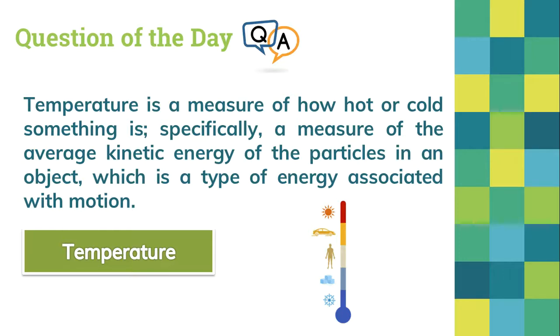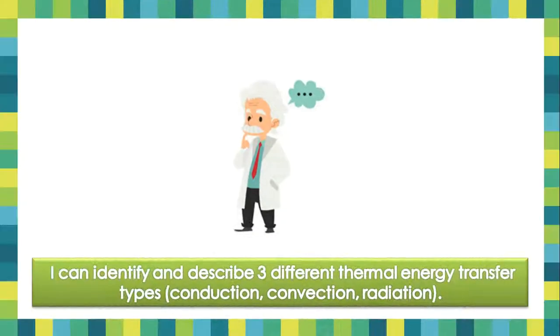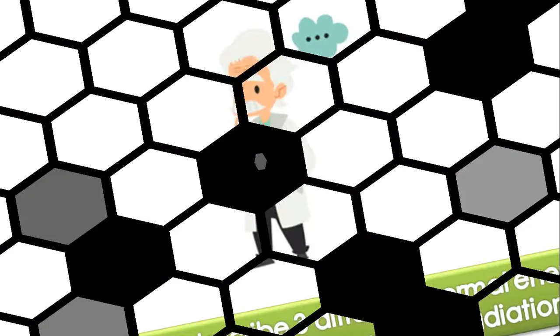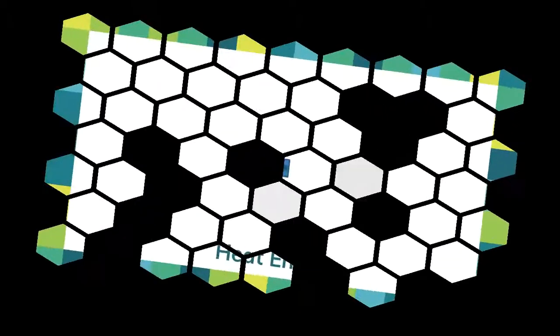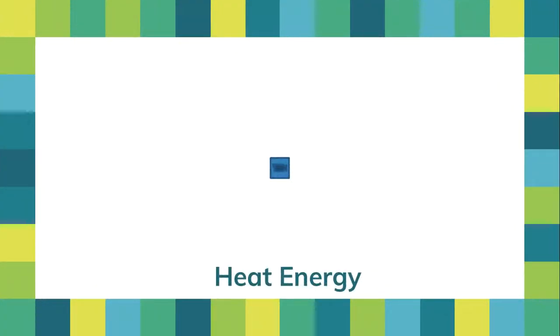So in order for us to measure how hot or cold these particles are, we use a concept called temperature. So going back to our teaching point, which is I can identify and describe three different thermal energy transfer types, which are conduction, convection, and radiation. We're going to watch a short video right here where we get to see a real life situation on how this works. So let's take a look.